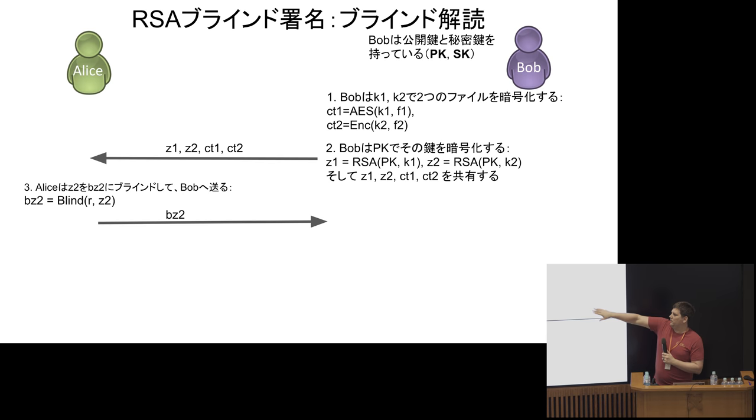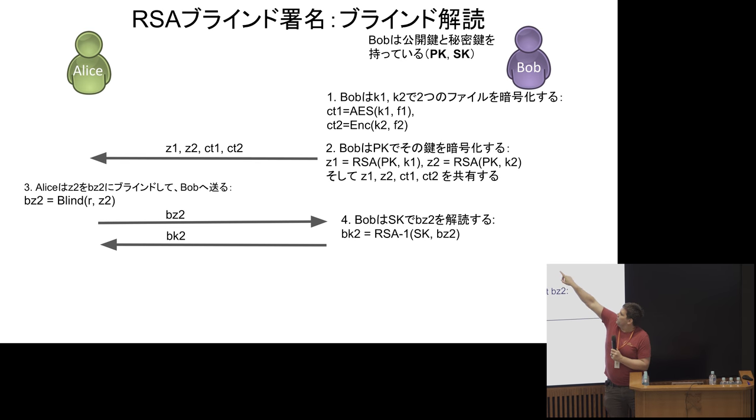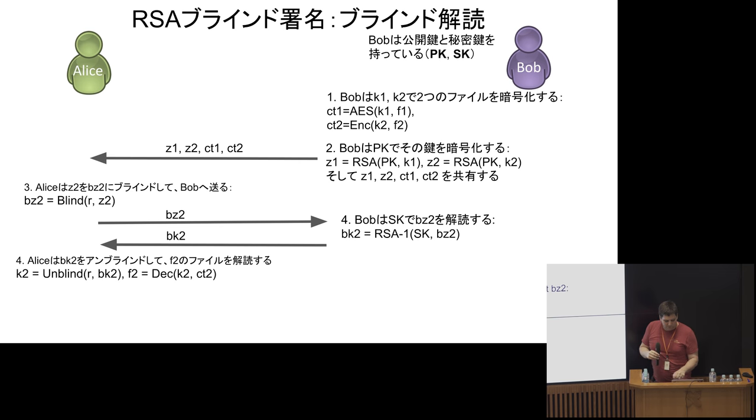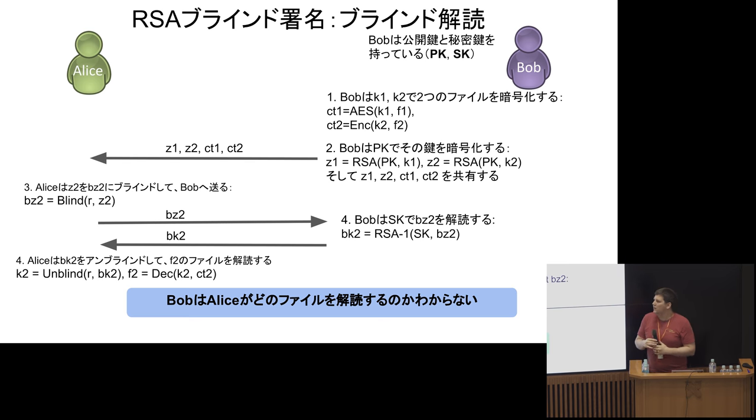So what she can do is blind Z2 and ask Bob, hey, decrypt blinded Z2 for me using RSA blinding. Bob blindly decrypts blinded Z2 and sends blinded key 2, because the decryption of blinded Z2, remember, is K2, still blinded. Alice unblinds the key, and now she can decrypt file number 2 using K2, and Bob doesn't learn which of these files Alice decrypted. So Alice was able to ask Bob for a decryption without revealing which of the files she got the decryption on. In this example we just used 2 files, but you could use this with lots of files.